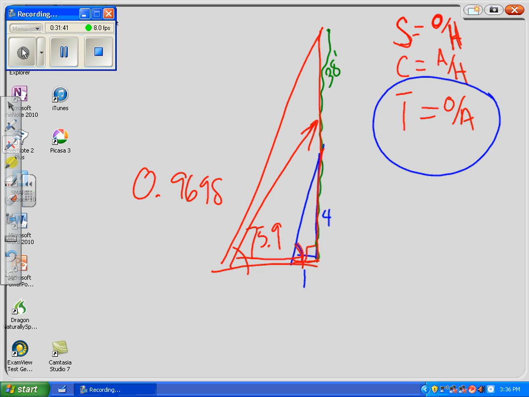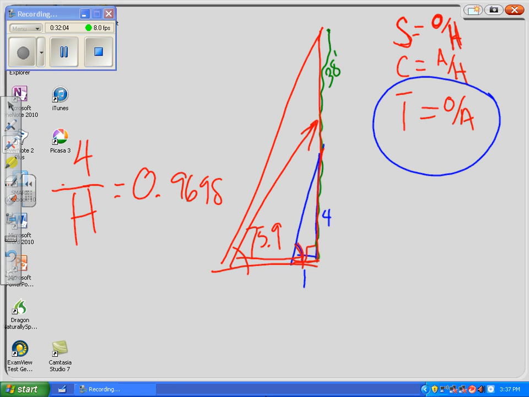Now let's leave that in our calculator because that is equal to what? The sine of the angle, which is O over H. We're looking for H, right? What is O in this case? 4.